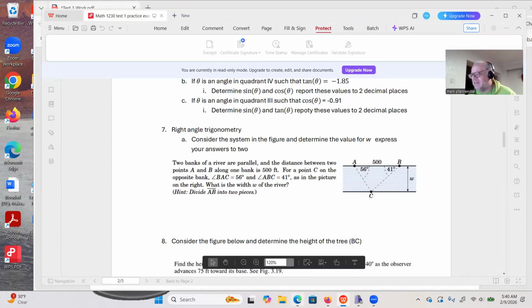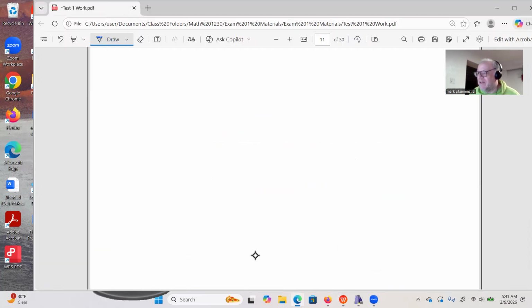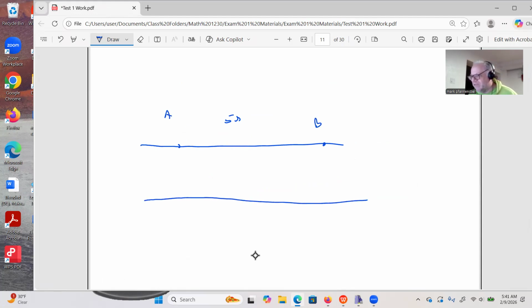First thing we have to do, let's draw a picture. I know we have a picture, but we're just going to draw one we can mark up and figure out what we're trying to do. We're going to say that this is 500 right here. We have a point A, we have a point B. Across the river, there's a point C over here. Our goal is to figure out the width of this river.